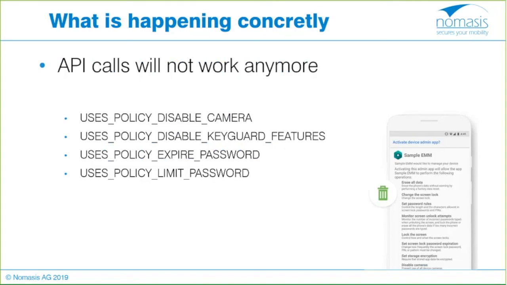If we check technically what is happening behind, why is it not working anymore? Well, they removed the support of 4 API calls: the disable camera, the keyguard features, and 2 of them, expire password and limit password. So all these API calls will not work anymore, and they implemented new ones. And if the DPC tries to call these API calls, then it will show an error.